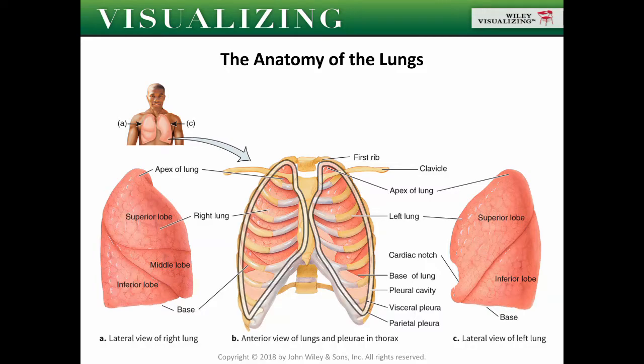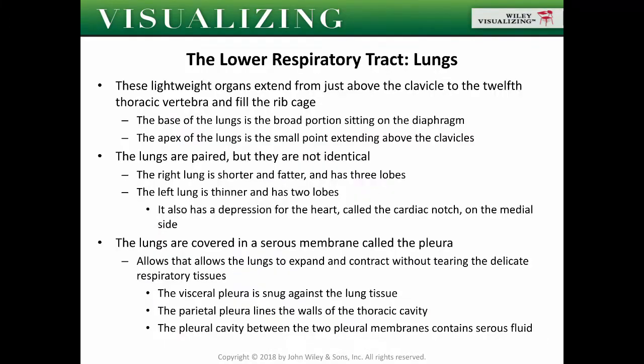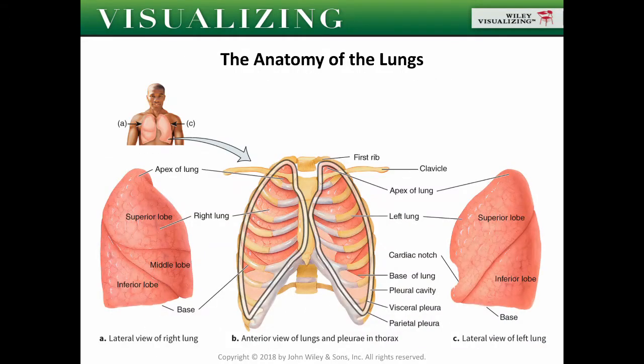So this is your lungs. You have an apex and, of course, the different lobes. This is the cardiac notch. This is where the heart is. So this is basically your lungs, coated by your pleura, the different pleura. You have the visceral and parietal pleura. This is the visceral and this is the parietal pleura.